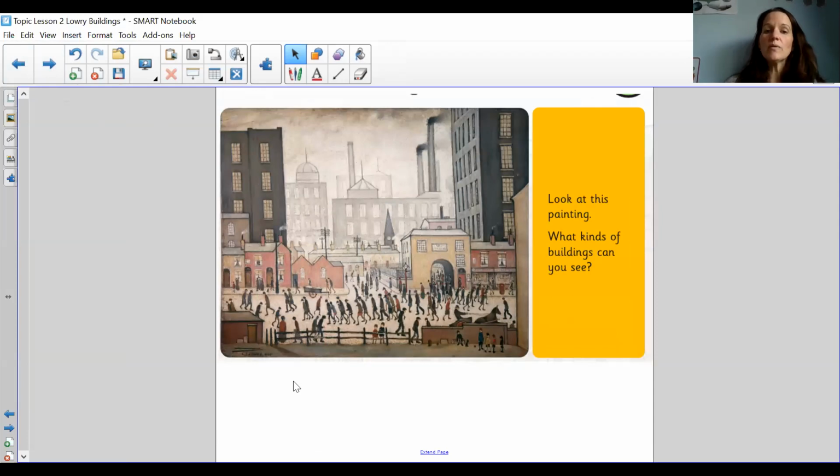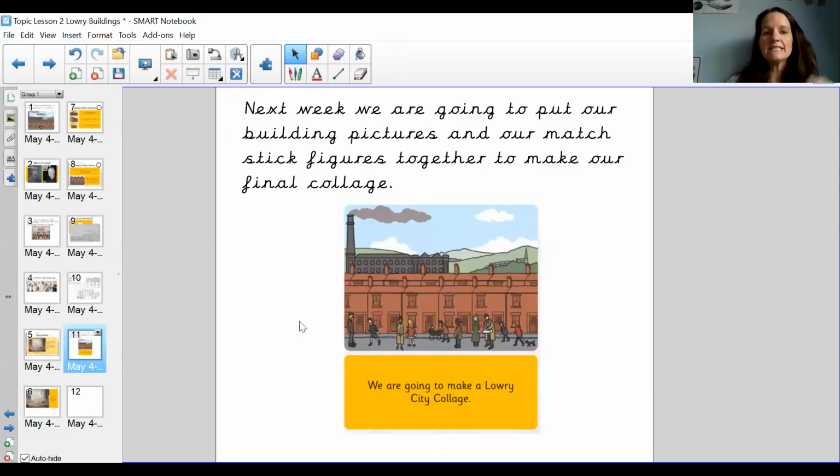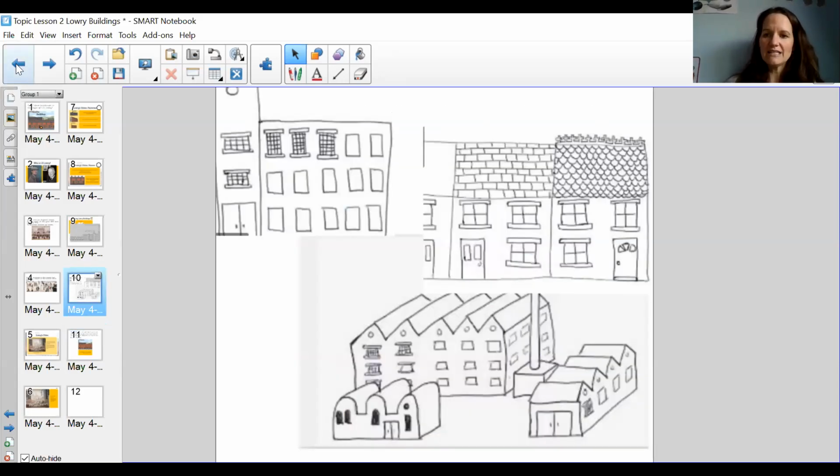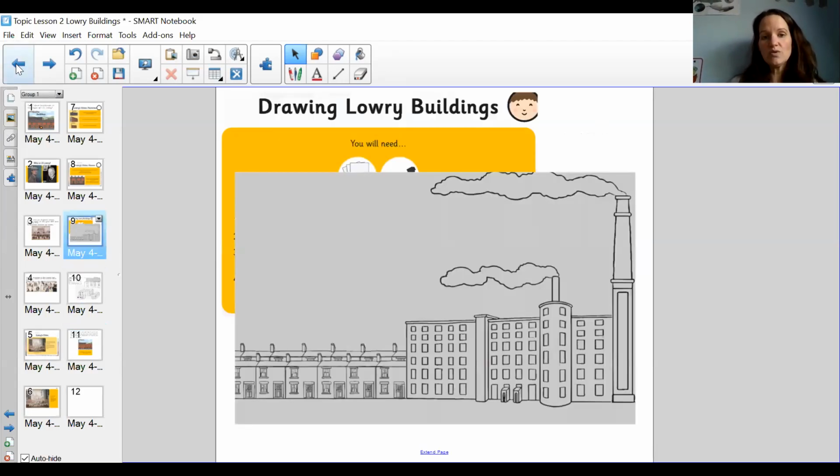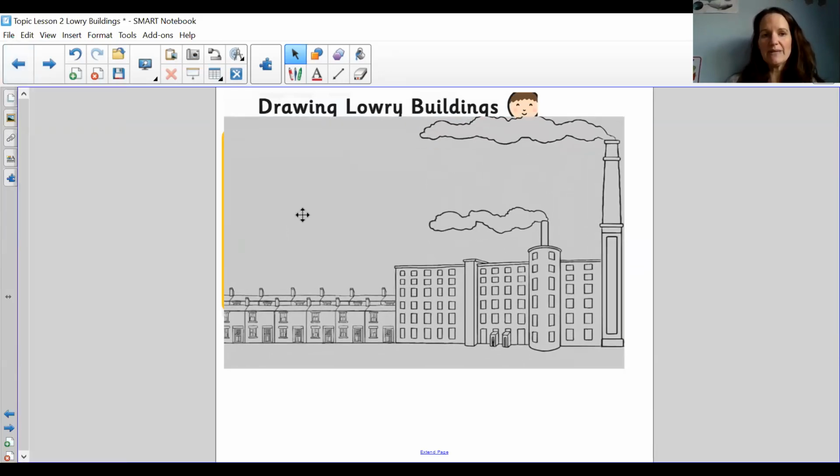So what we're going to do next week, you can see how this all ties together, is next week we are going to put our pictures of our buildings that we've done and the practicing of our matchstick fingers, and we're going to put them together to make our final collage. So then we will then have created a picture like the one that Lowry paints. So I hope you enjoy researching and looking at Lowry and drawing these buildings, so that next week you can create your final piece.